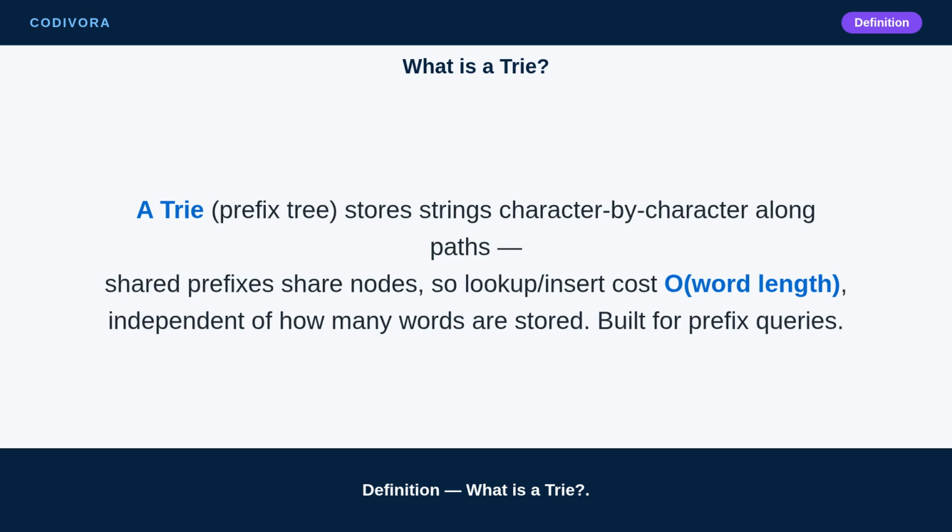A trie, or prefix tree, stores strings character by character along paths from the root, so words that share a prefix share those nodes. Lookup and insert cost the length of the word, regardless of whether the trie holds 10 words or 10 million. That's why autocomplete and prefix search are trie territory.